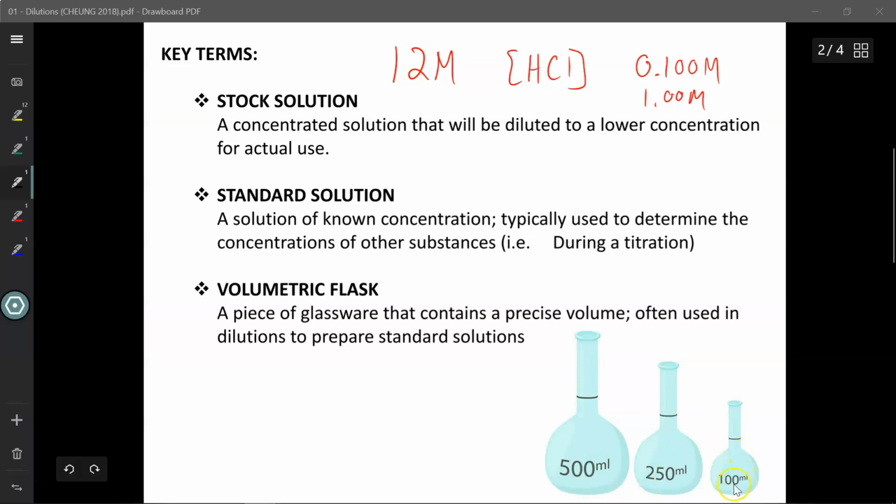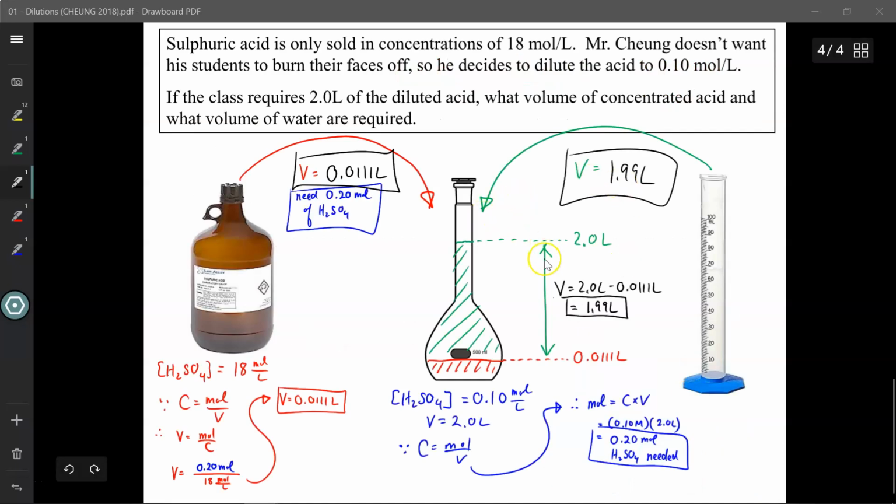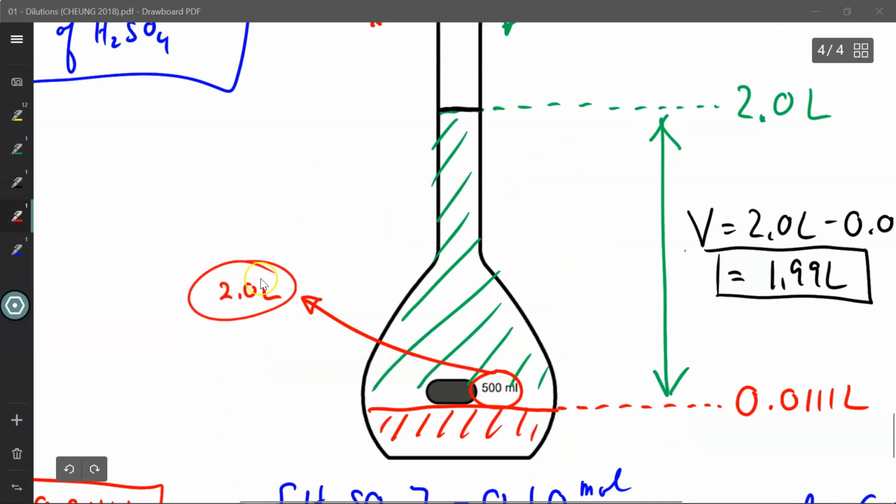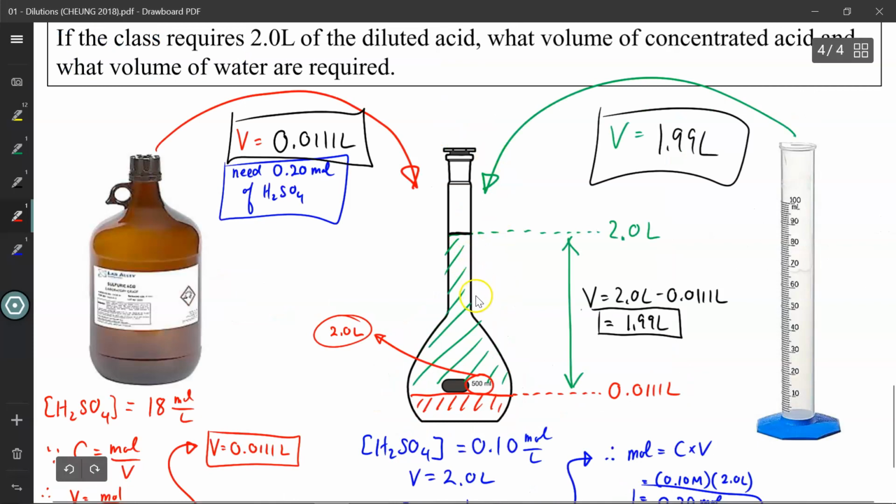So rather than calculating the missing volume of water that needs to be placed inside, I would use a 2-liter volumetric flask, not a 500 ml one. And after pouring in my acid, I would fill it up the rest of the way with water up to the line. This not only saves me time in having to calculate what volume is required, and also having to measure out 100 milliliters of water, then pouring it in, then refilling with 100 ml of water, then pouring it in, over and over and over again until I got 1.99 liters.